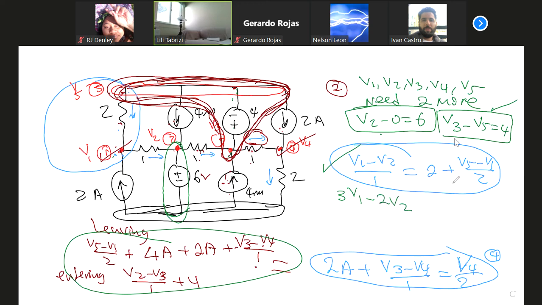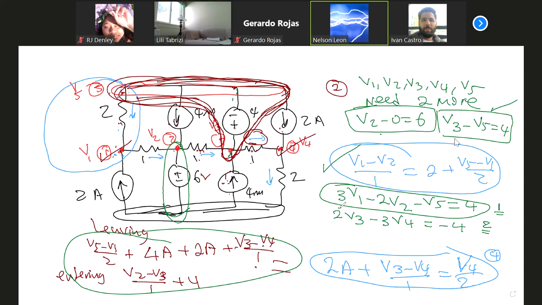There is no v3, v4. Take v5 to the other side. So you have minus v5 equal to 4. This is equation 1. For equation 2, go to node number 4 and write your equation. In this case, you have v3. Again, you multiply by 2, so you have 2v3 minus 3v4, taking v4 to the other side, equal to minus 4. This is your equation 2.